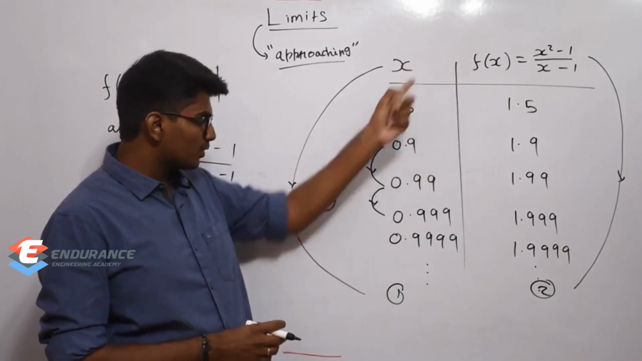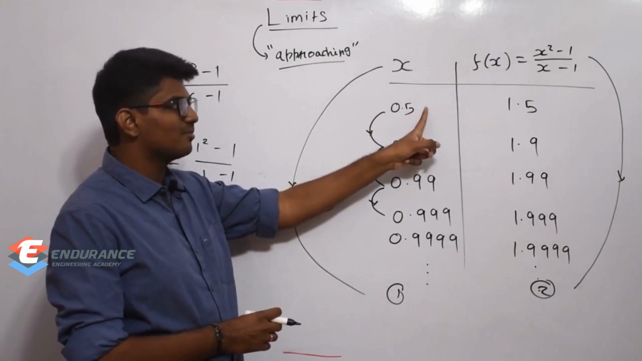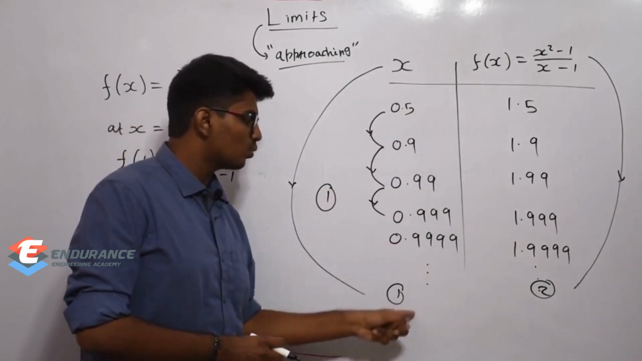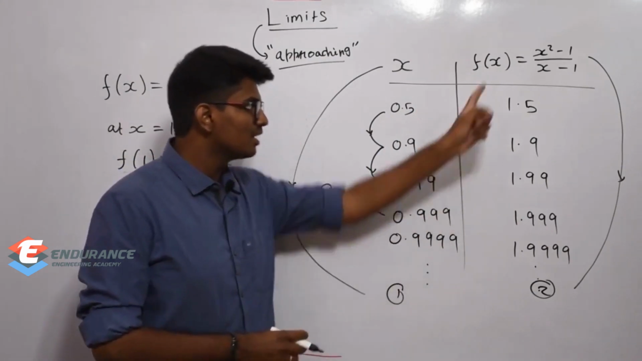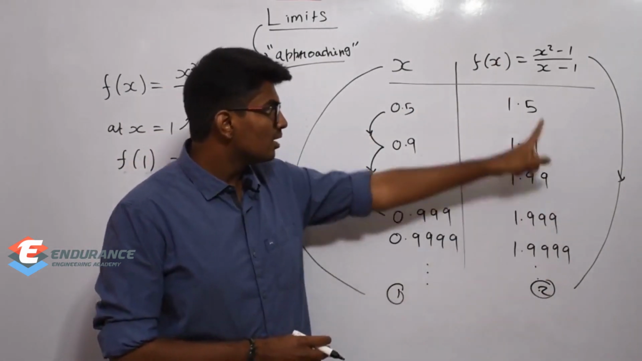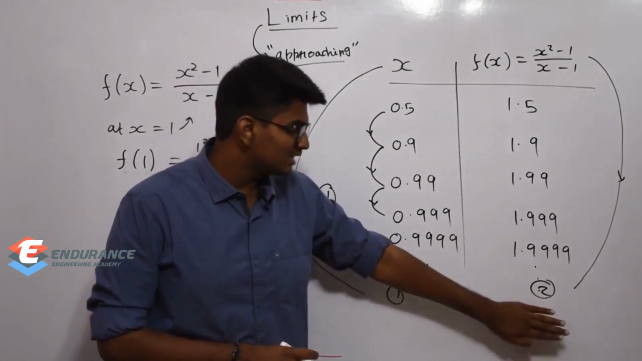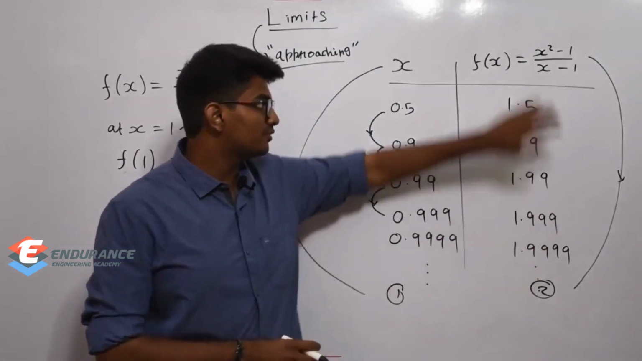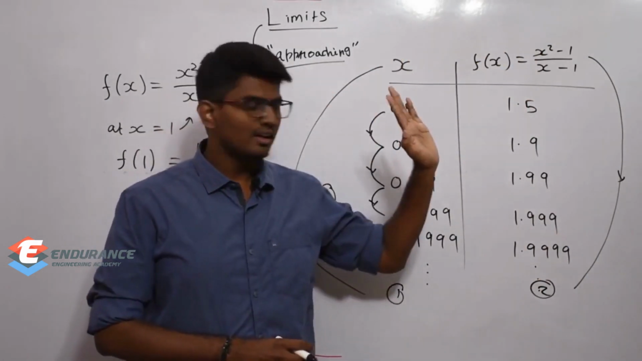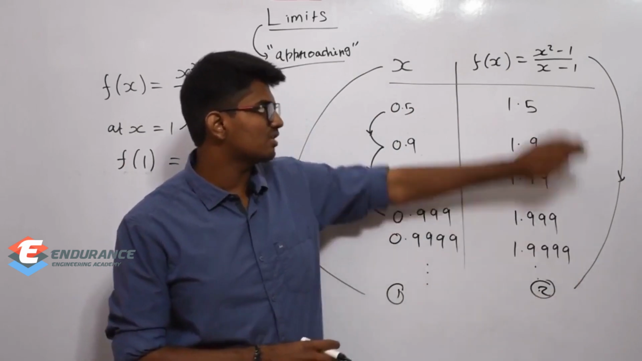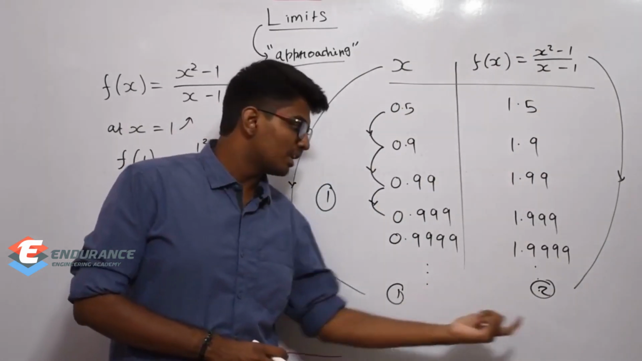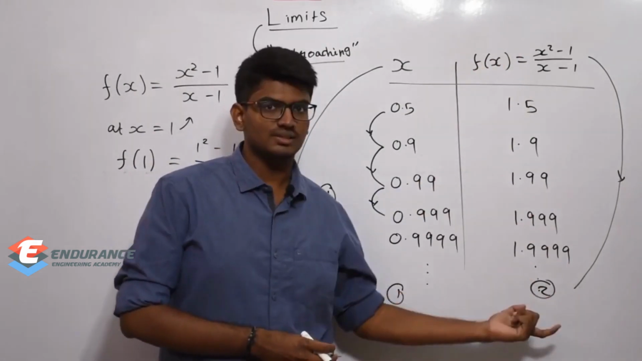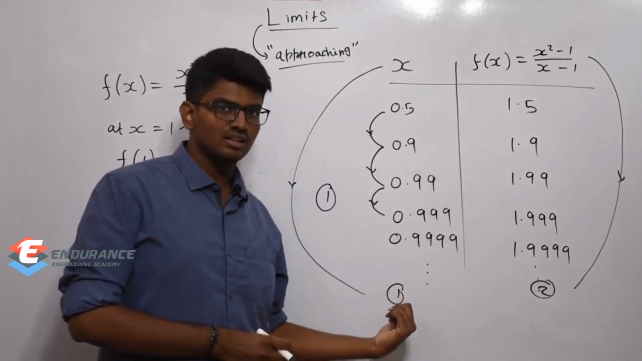So when x approaches 1, here my x is approaching from 0.5 to 1, at the same time my f of x is approaching from 1.5 to 2. So this is my limit. This is my limit of f of x at x equal to 1. We cannot say that 2 is the exact value of f of x when x is equal to 1. But 2 is the limit, 2 is the value which f of x approaches when x approaches 1.